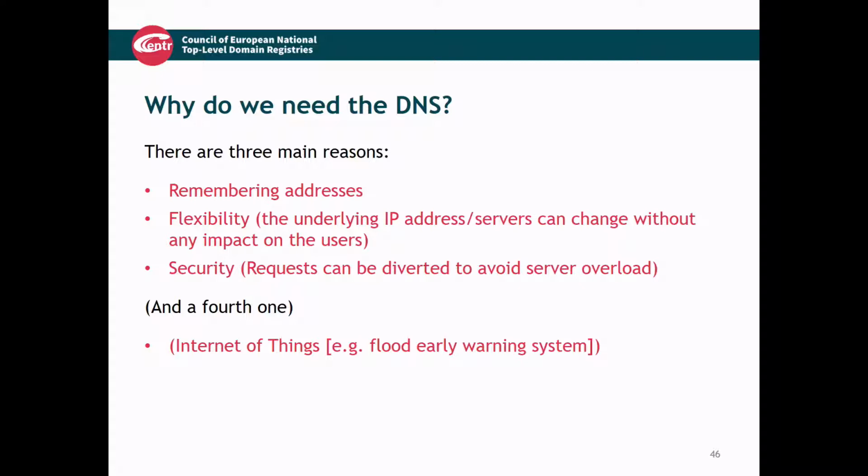A third reason is a security reason. The domain name system can help to divert traffic loads. Some of the denial of service attacks can be mitigated partially by proper use of the DNS. And a fourth reason, and it's more a fun one, and unfortunately we don't have much time to go into detail, is related to the Internet of Things. I try to avoid buzzwords during these trainings, but we can't escape it. The Internet of Things has a place here.